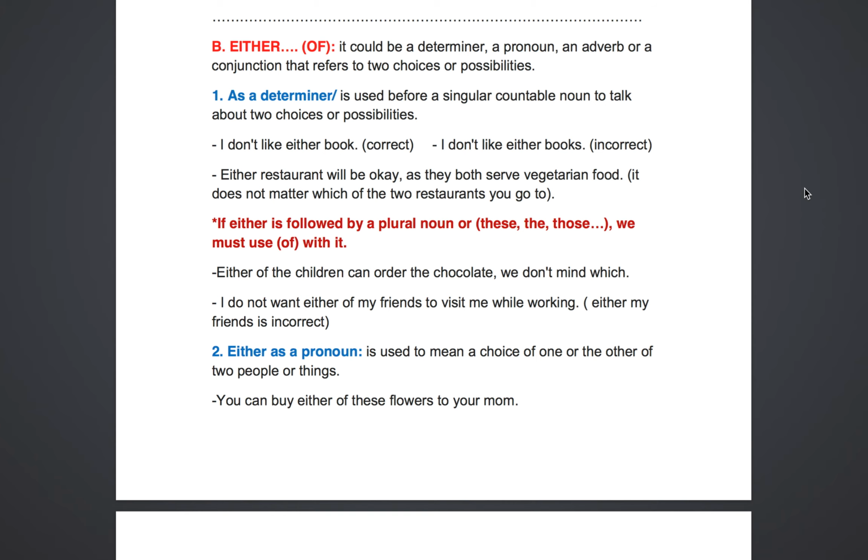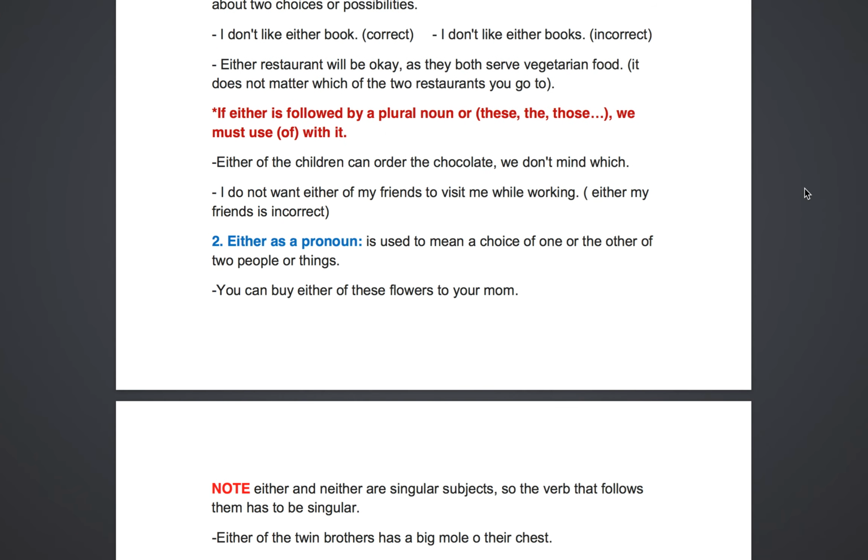So how can we use it with plural nouns? Let's take a look. If either is followed by a plural noun, or these, the, those, which are determiners, we must use of with it. This is the same as the both we talked about before. Either of the children can order the chocolate. You don't mind which of the children, but you refer to one of them.